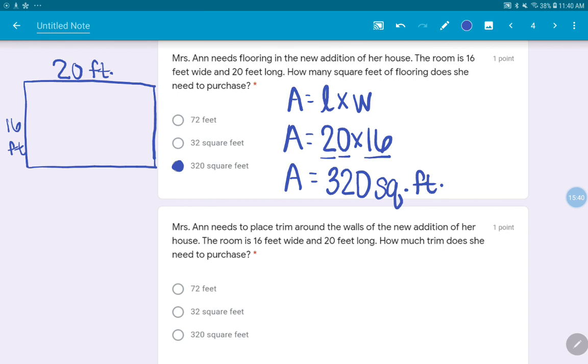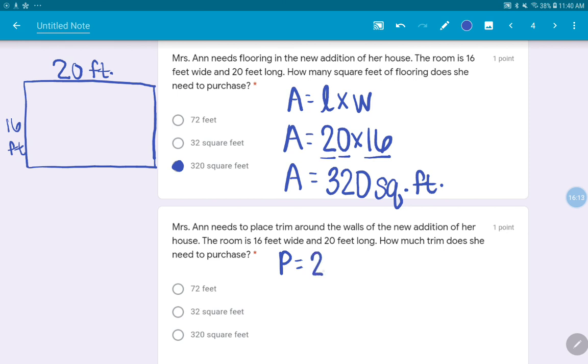Okay? Then it says she needs to place trim around the walls. So she's going to put that trim all the way around the walls. What will we need to find to figure out how much trim she will need to purchase, Christopher? The perimeter. We're going to need to find the perimeter. It's going to go around the walls, like a baseboard, something that goes around the walls. So we're going to find the perimeter. We're going to add all the sides.